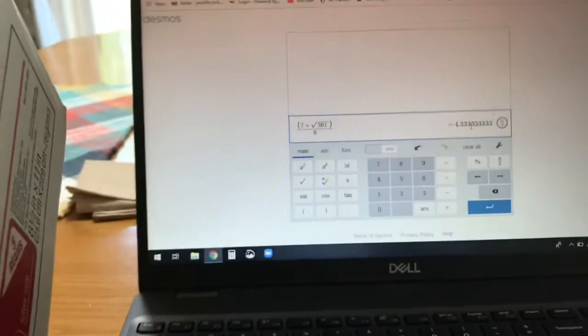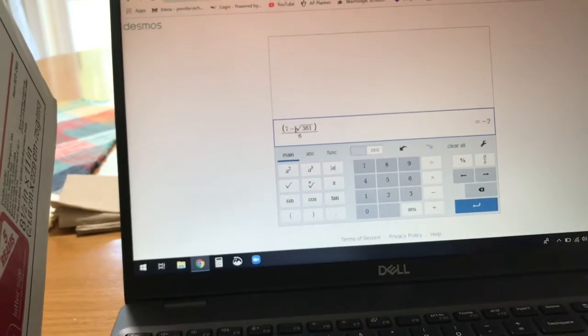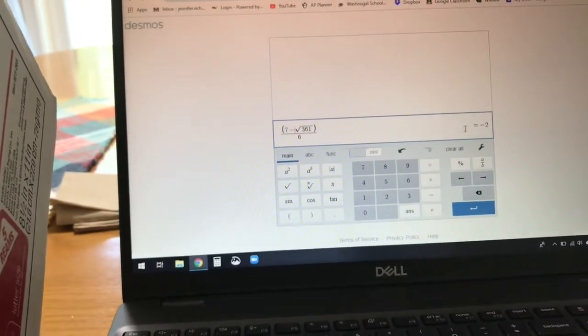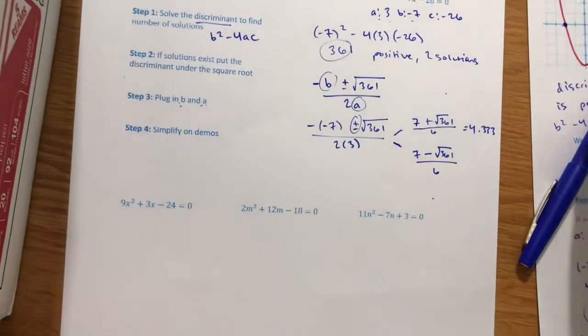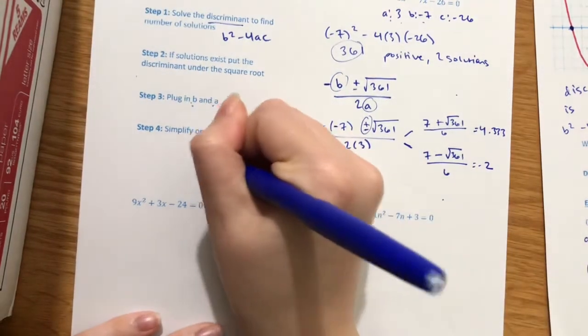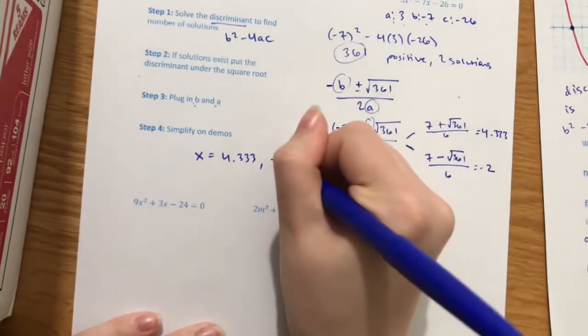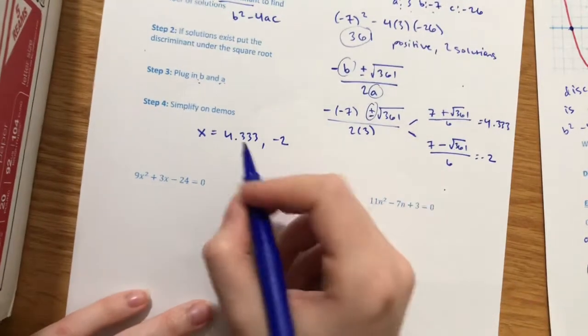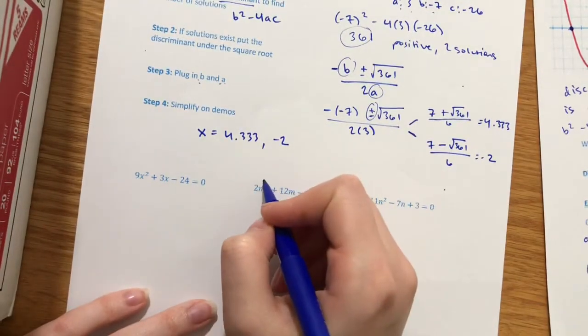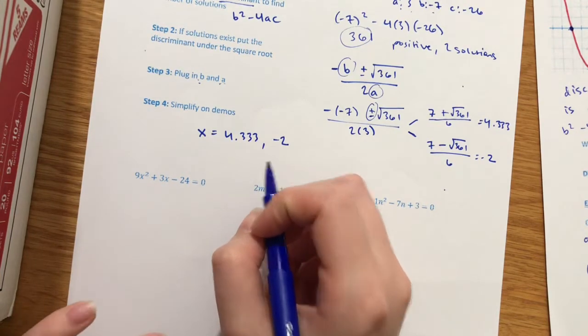And then what's awesome about this, you guys, is you don't have to change anything except for the negative. So just go back over here, delete the positive, make it a negative. Oh, and there's your second answer, negative 2. And you don't even have to round this one, negative 2. So your solutions are x equals 4.333 comma negative 2.